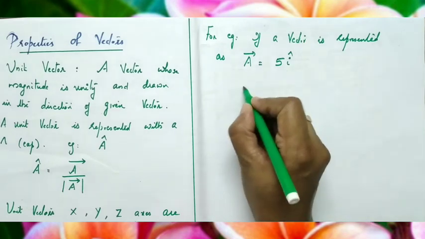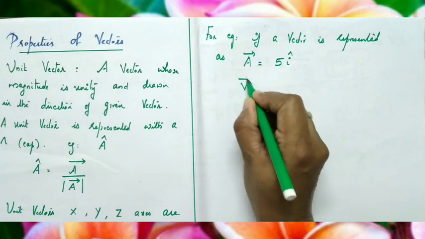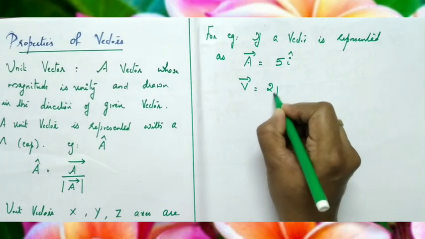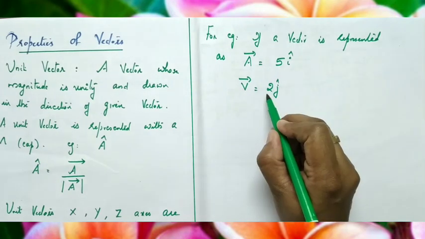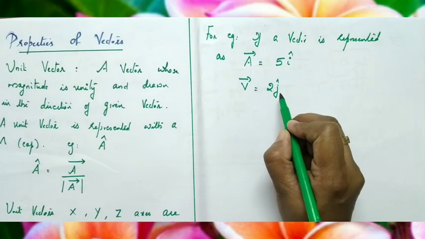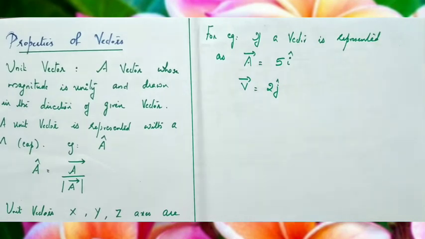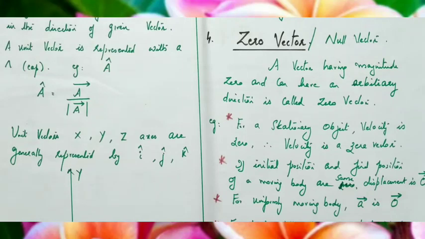If a velocity vector v is equal to 2 j cap, what does it mean? 2 meter per second along y direction. Clear? The next property is zero vector or null vector. A vector having magnitude 0 and which can have an arbitrary direction is called a zero vector. Arbitrary direction means having an imaginary direction. Any vector whose magnitude is equal to 0 and can have an imaginary direction is called a zero vector.